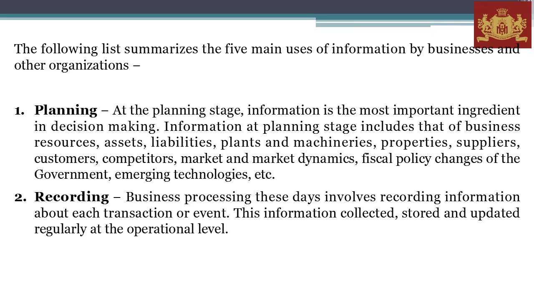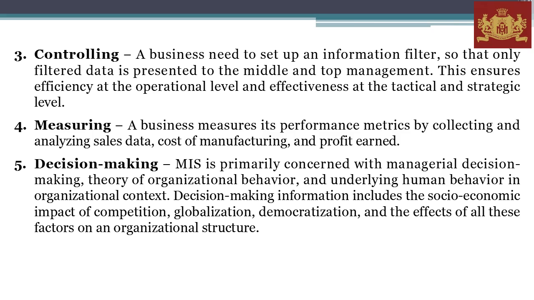Recording - business processing these days involves recording information about each transaction or event. This information is collected, stored and updated regularly at the operational level. Controlling - a business needs to set up an information filter, so that only filtered data is presented to the middle and top management. This ensures efficiency at the operational level and effectiveness at the tactical and strategic level.